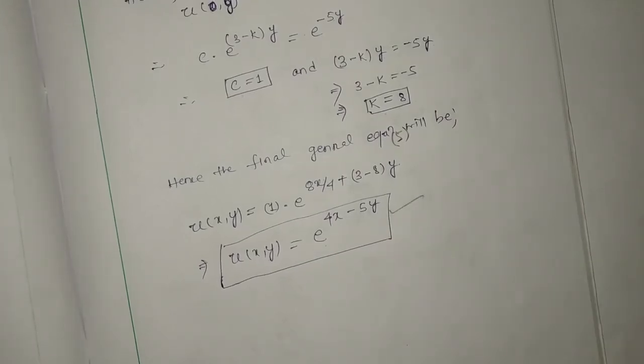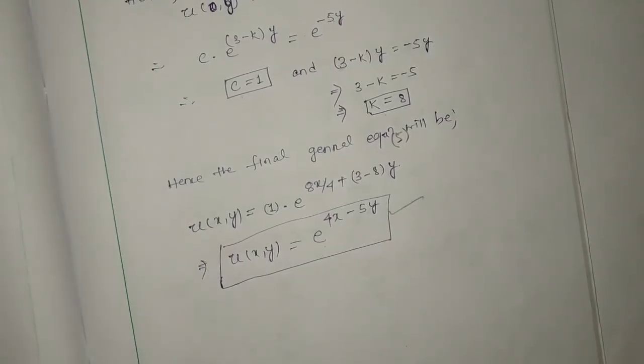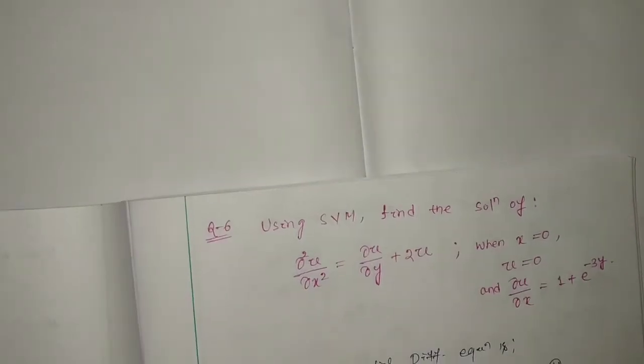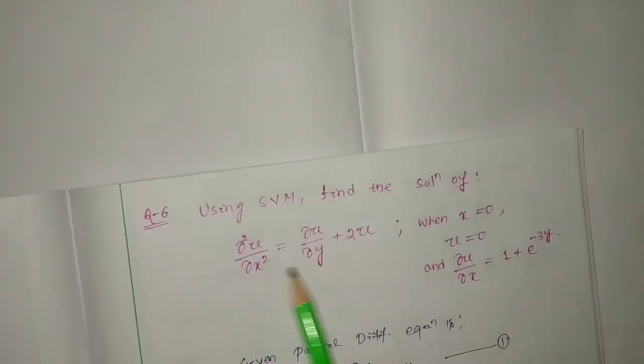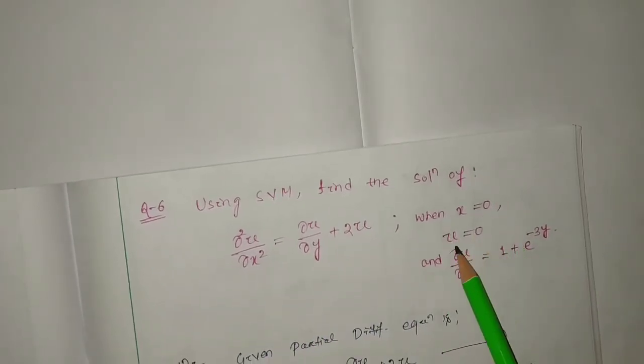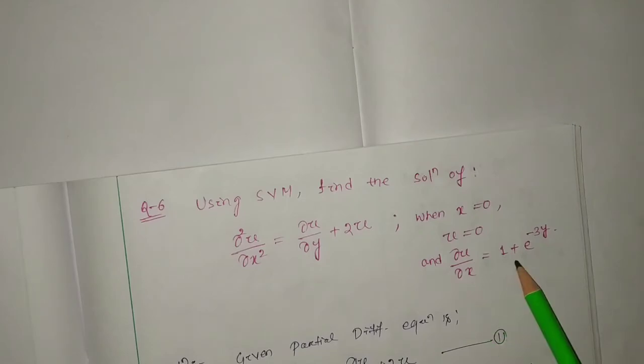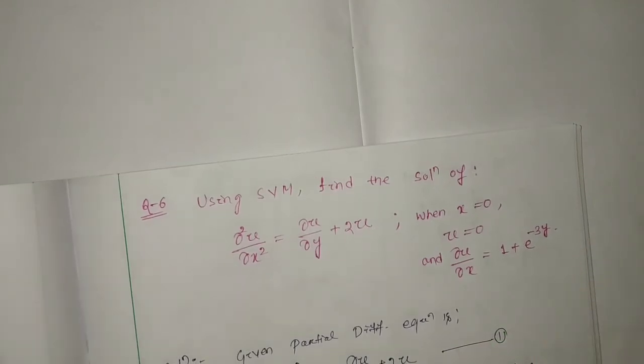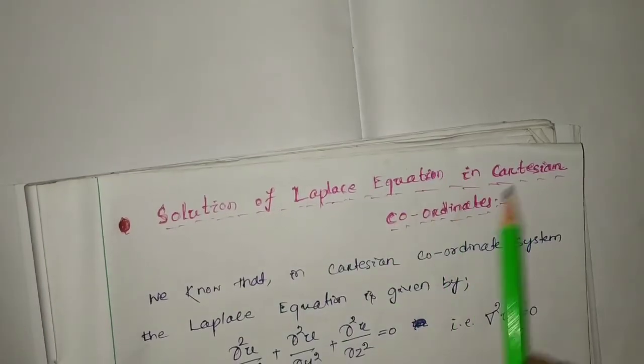Okay, so here we have to stop today's class. In the next class we are going to discuss another question: using separation of variables, find the solution when x equal to 0, u equal to 0, and du by dx equal to 1 plus e to the 3y. Then we are going to discuss the solution of the Laplace equation in Cartesian coordinates.